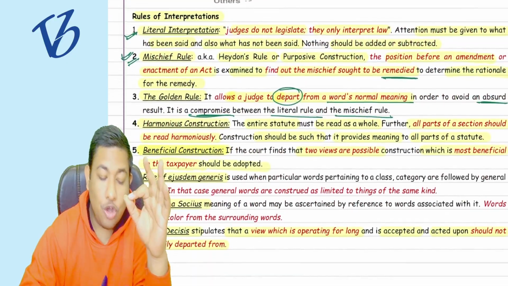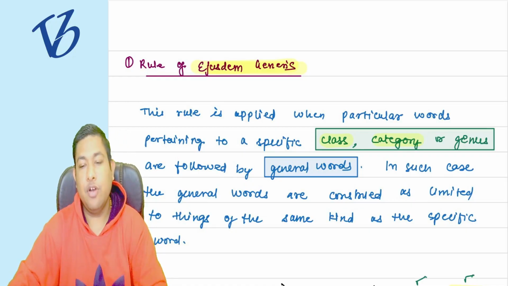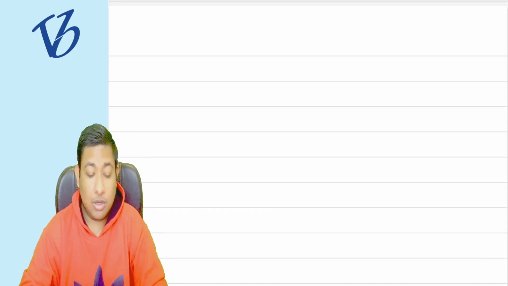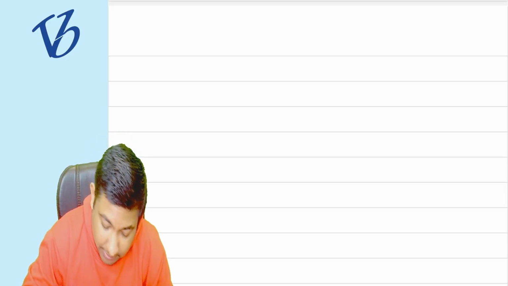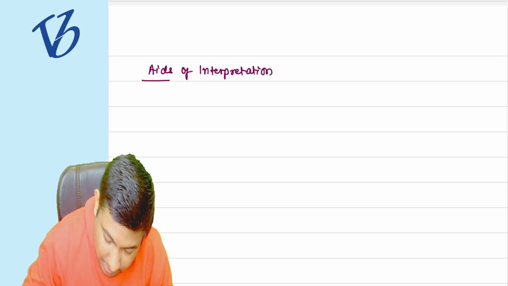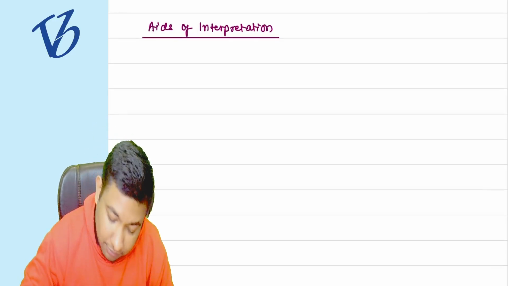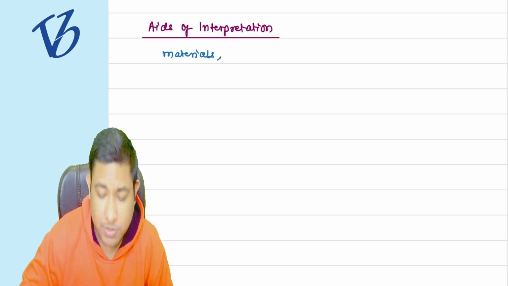So the rules of interpretation are clear to you or not? See, done. Shall I move forward? Now we have completed the rules of interpretation. Now I want you to come to the aids of interpretation, and what is the difference between the rules and the aids of interpretation. What are the aids of interpretation? Understand it carefully. It could be some materials, it could be some resources.